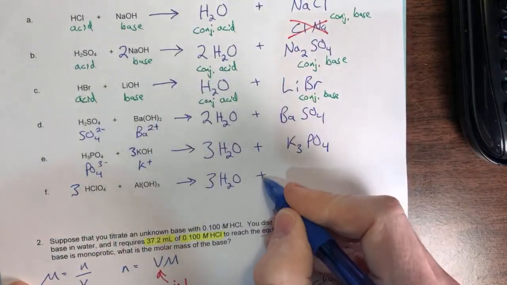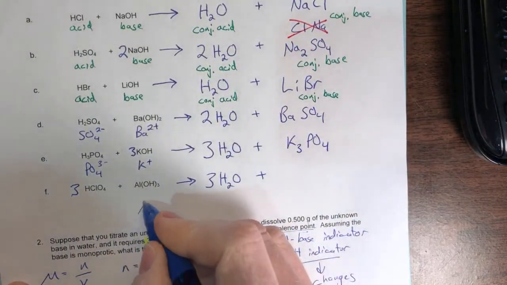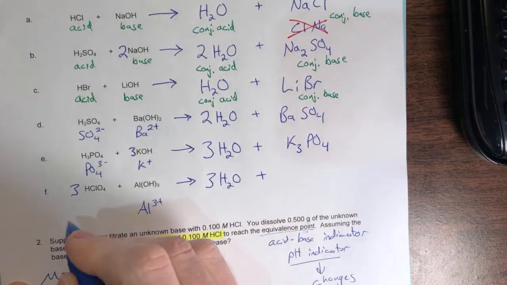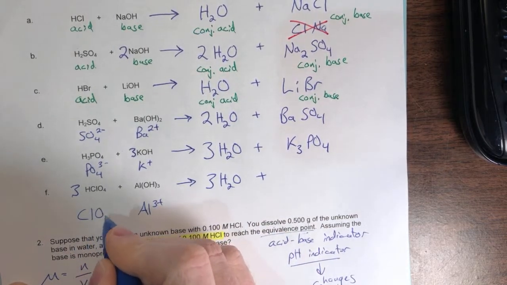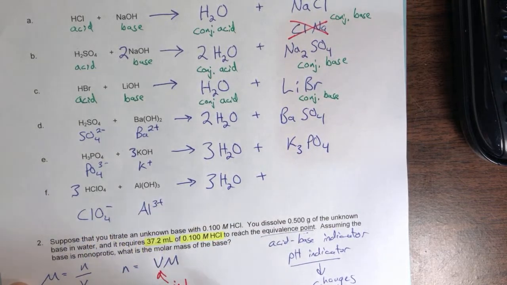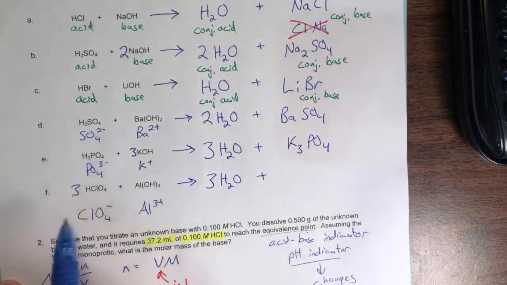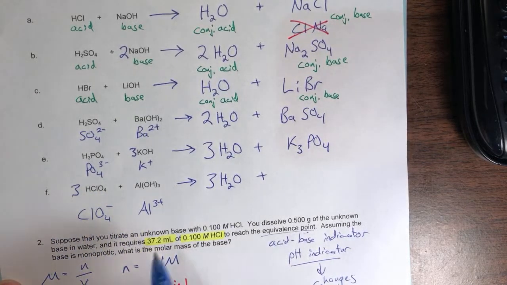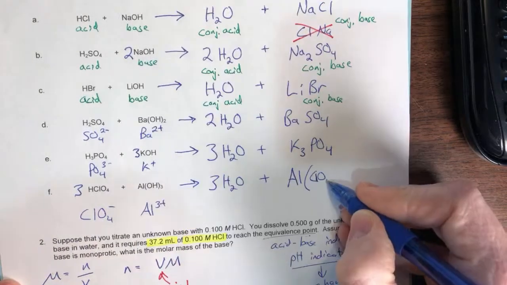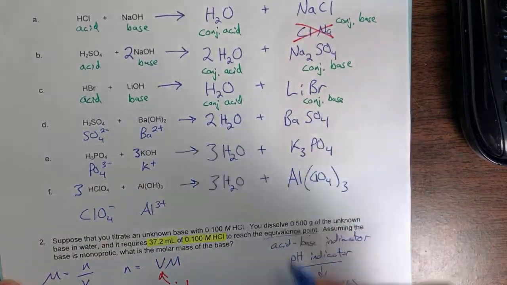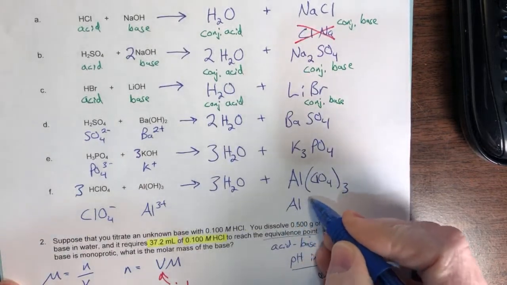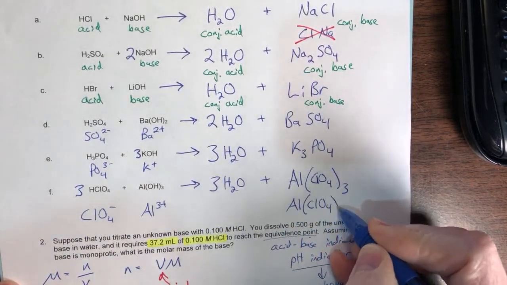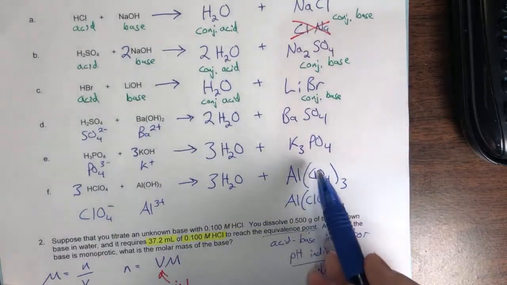And our final product is going to be, well, aluminum has that 3 plus charge and our perchlorate is 1 minus. We haven't really dealt with perchlorate very much, but we can notice that it has a 1 minus charge because you have only 1 H right there. And so also we notice we have a 3 in front, so we need to have 3 of these in our balanced reaction. And we have only 1 aluminum, so Al(ClO4)3. Okay, I didn't write that very well.